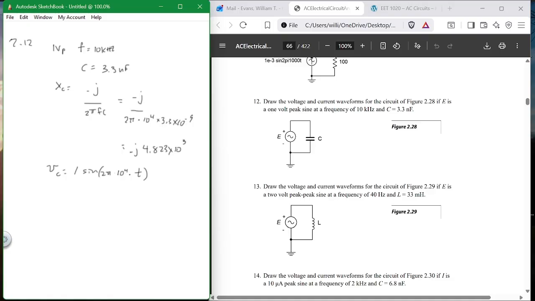Now, what is the current, I sub C? Well, it's equal to V, which is 1. You just take the 1, forget about all this other stuff, divided by X sub C, which is what? 1 divided by minus J 4.823 times 10 to the third. Now, the minus J becomes a plus J in the numerator.